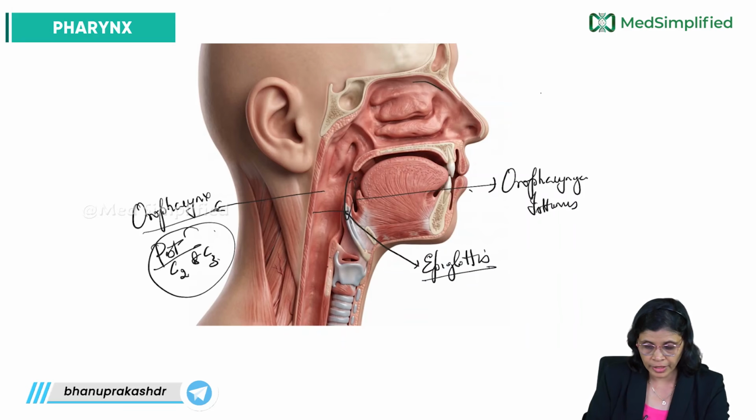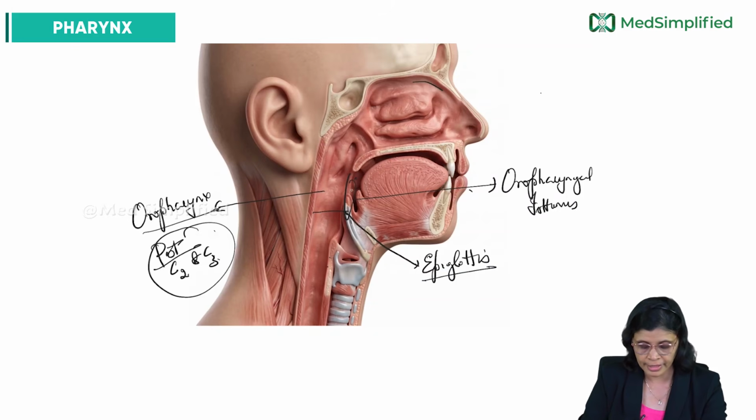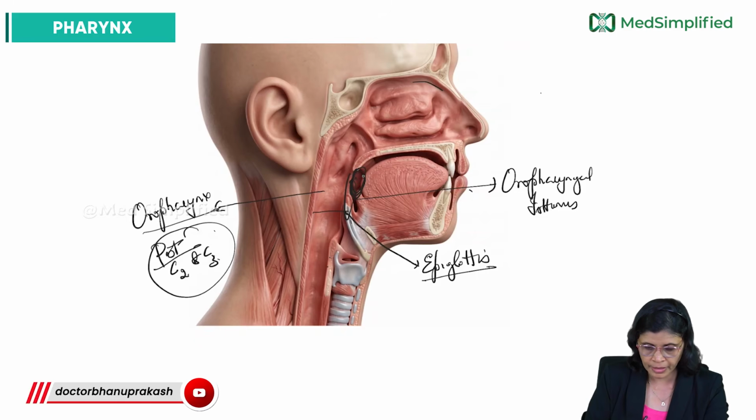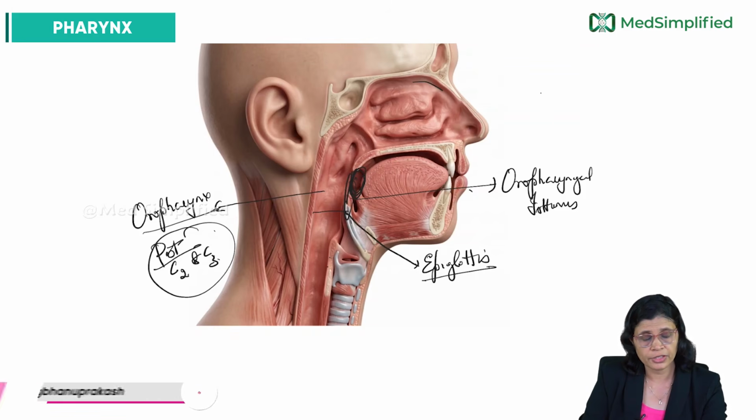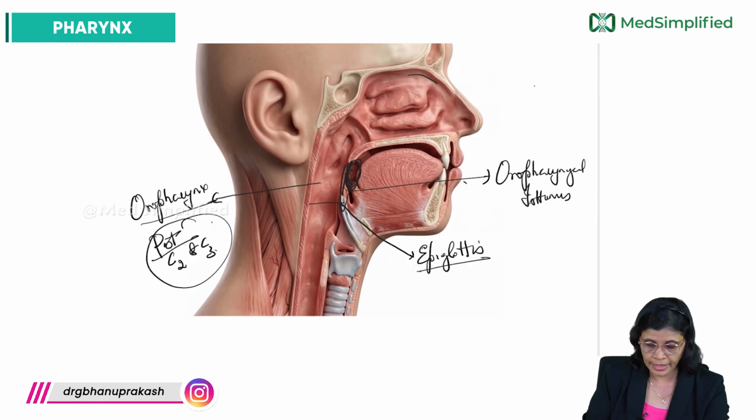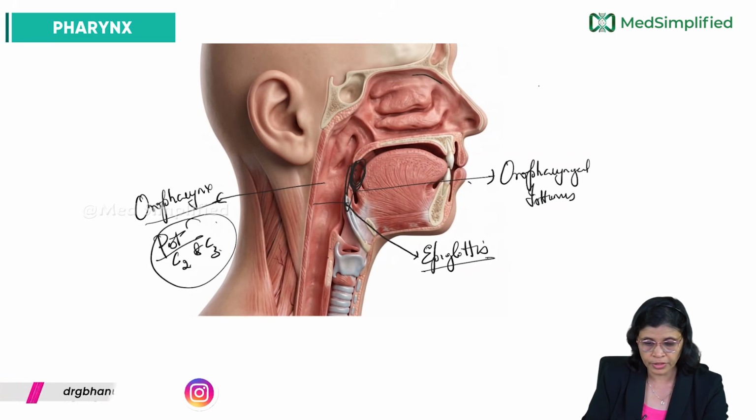The lateral wall of the oropharynx will have one tonsil, which we call the palatine tonsil. The palatine tonsil is located in the tonsillar fossa, which is bounded in front by the palatoglossal arch, which contains the palatoglossal muscle, and behind by the palatopharyngeal arch, which is the mucous membrane covering the palatopharyngeal muscle. So those are the boundaries of the oropharynx.